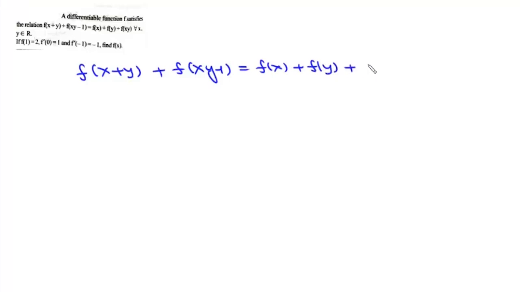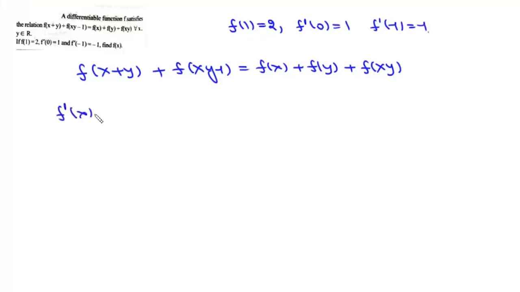Now the question is, a differentiable function f, it satisfies the relation f(x plus y) plus f(xy minus 1), and it is equal to f(x) plus f(y) plus f(x) into y for all x, y belongs to R, and it says f(1) is 2, f dash 0 is 1, and f dash minus 1 is minus 1. Find f(x). Now again for this, what we'll do is we'll write f dash x.